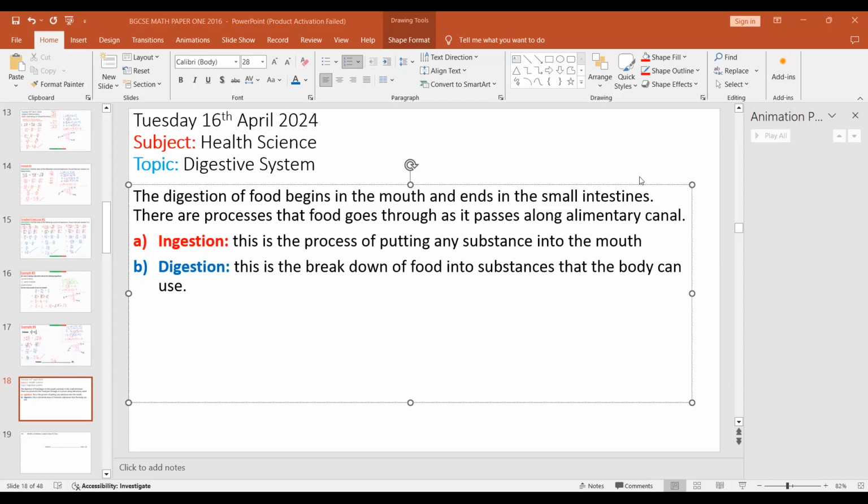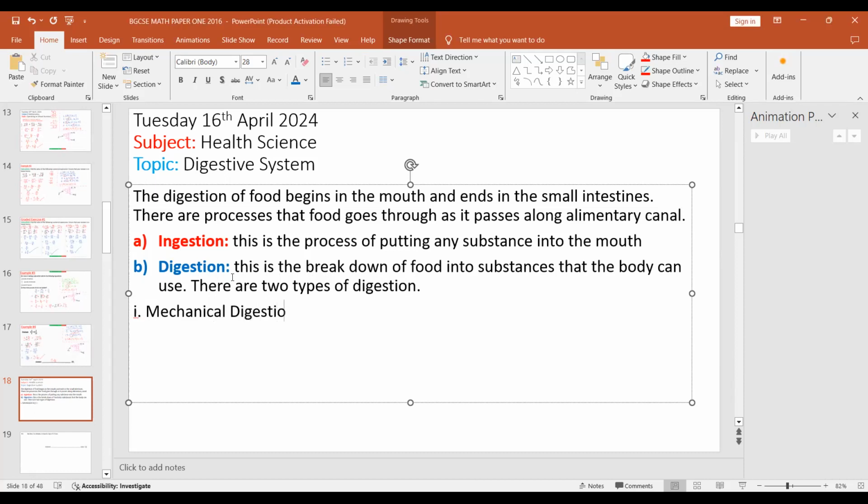Now, there are two types of digestion. The first one is, anyone know? Chemical? No, it starts with M. Mineral? No, not mineral. Mechanical, very good. The first one is mechanical digestion.